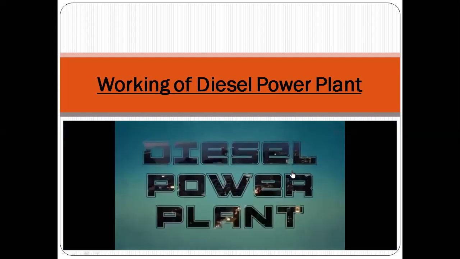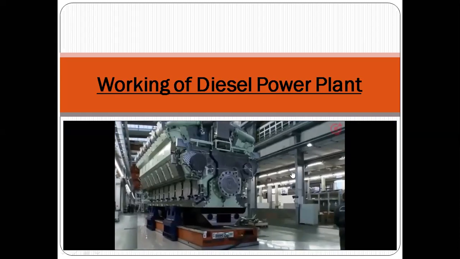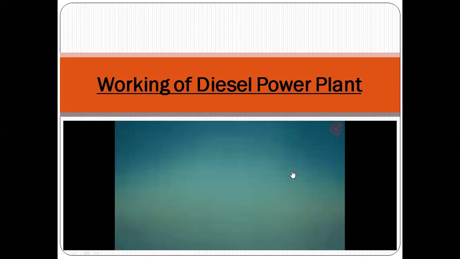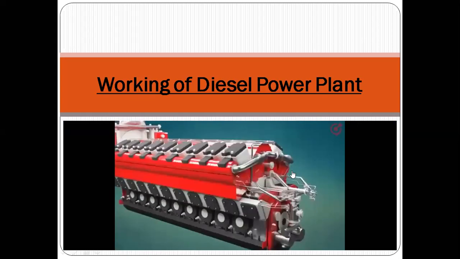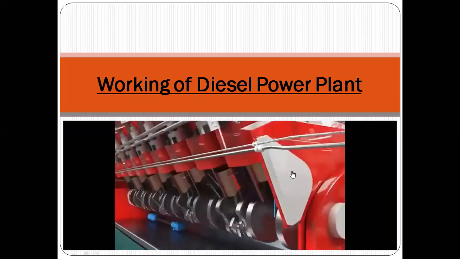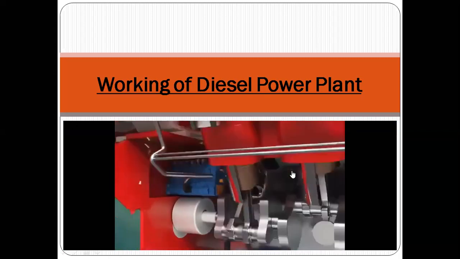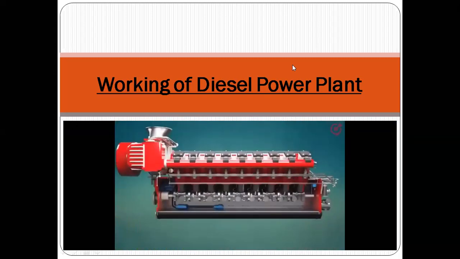Diesel power plant. When it comes down to generation of electricity, that is electric power, it is essential to rotate the rotor of an alternator by a prime mover. This prime mover can be driven using different types of fuel. Diesel engine is one of the most popular methods as a prime mover for generating electricity.